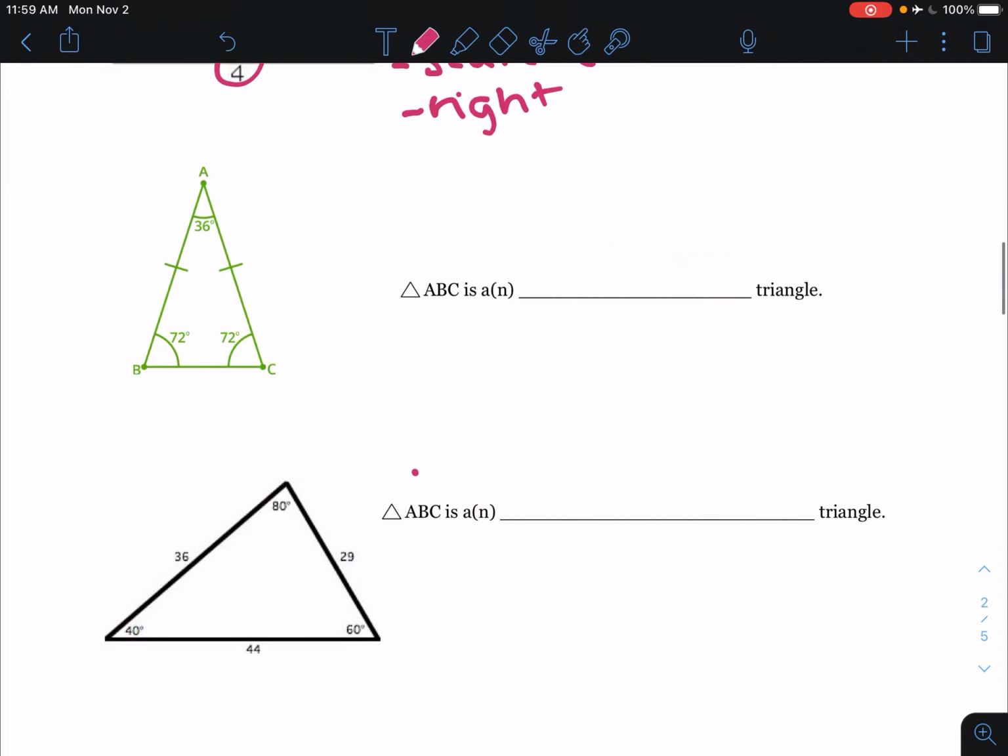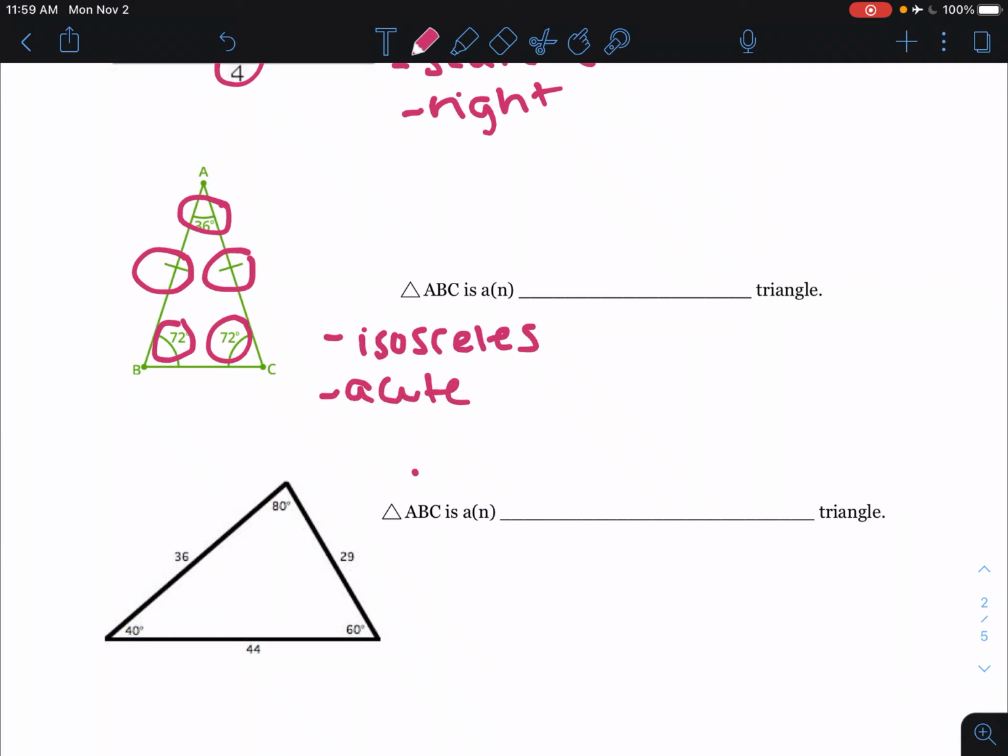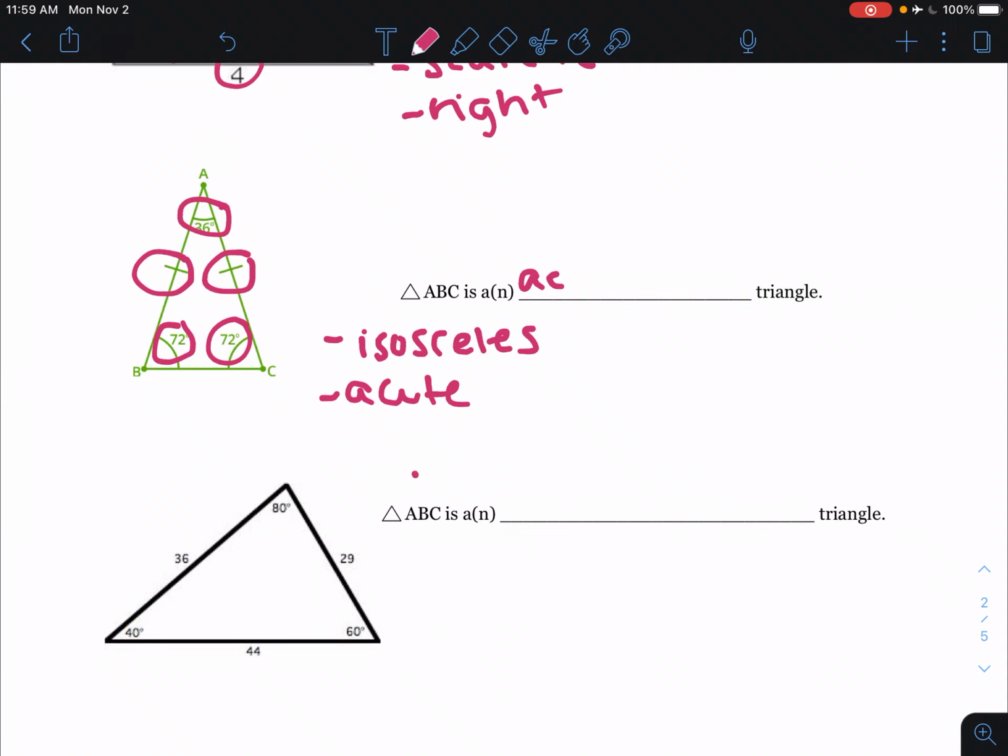All right, this one. I look at its sides, and I see two congruent sides. So we know that it's going to be an isosceles. And I look and it has three different angle measurements, and they're all acute. So that's going to be an acute isosceles triangle.